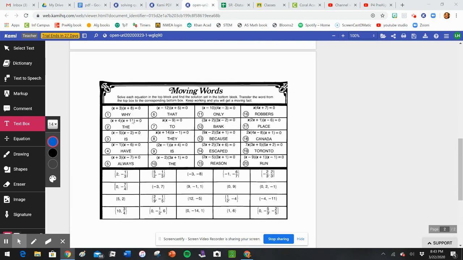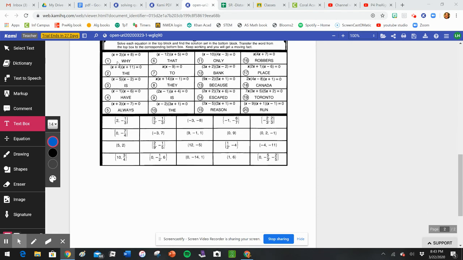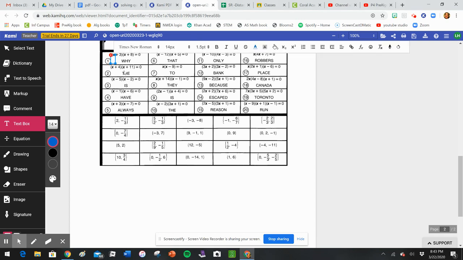So what you're going to do, if you take a look at number 1 right here, is say, okay, if x plus 3 equals 0, then x must equal negative 3. Okay, so let me move this so you can see it a little bit better. You're going to set each one of those parentheses equal to 0.